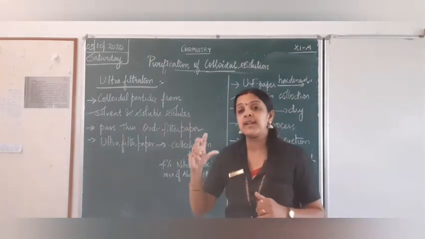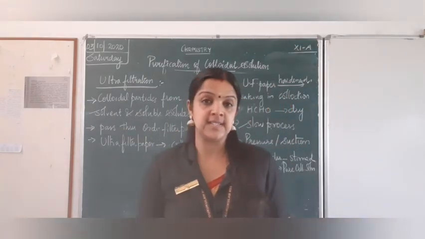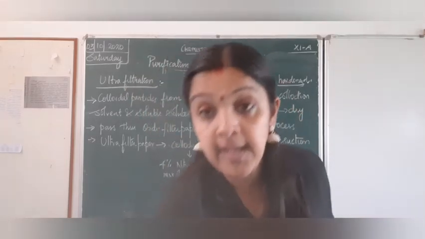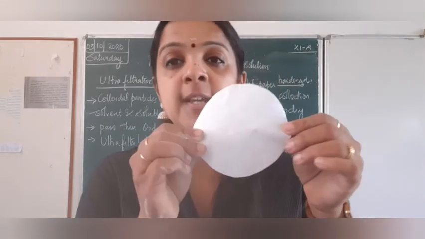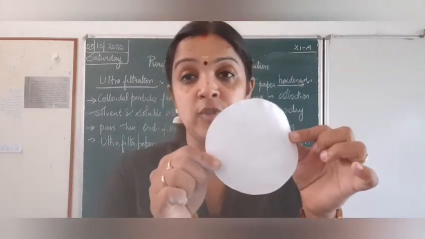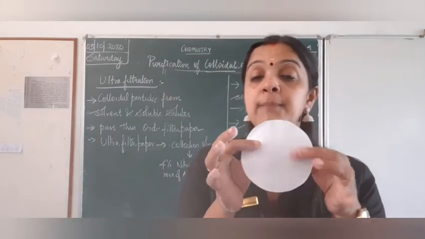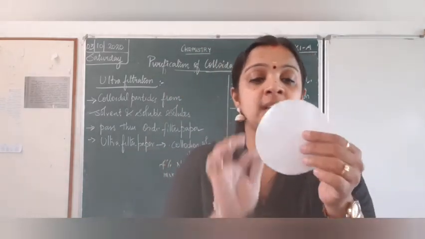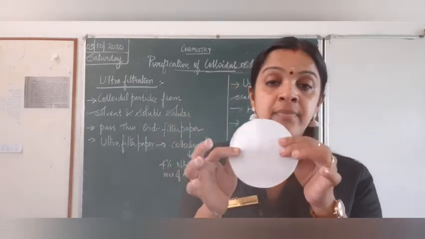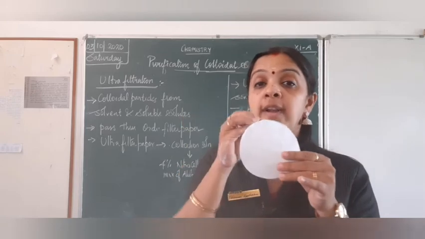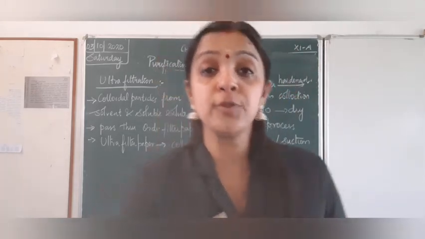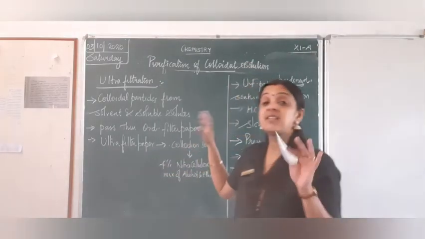See, these colloidal particles, I told you, are a little bigger in size, but they can pass through our ordinary filter paper. This is my ordinary filter paper. If you can see, it is very thin, children, which we use in our lab, right? This is an ordinary filter paper. The pores are actually a little bit bigger. What do you mean by pores? The holes, a little bit bigger. So the colloidal solution can easily pass through them. So what we are supposed to do is use an ultra filter paper.